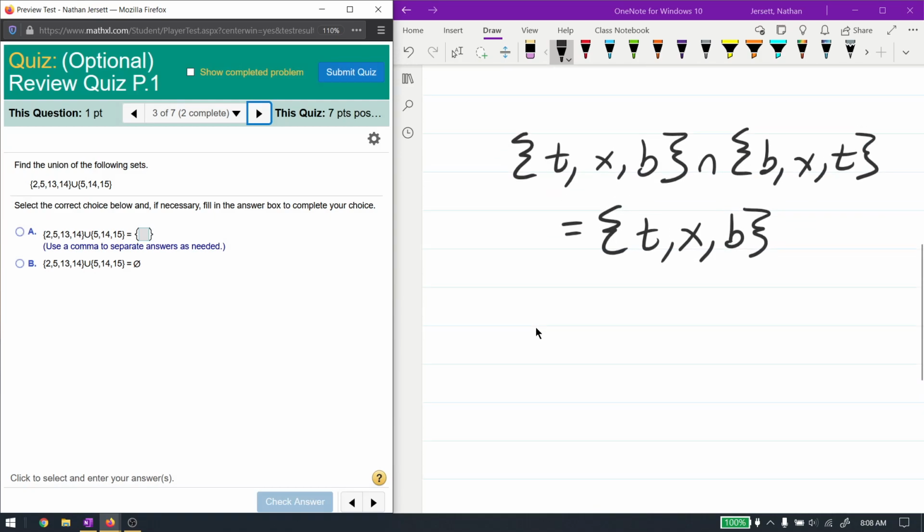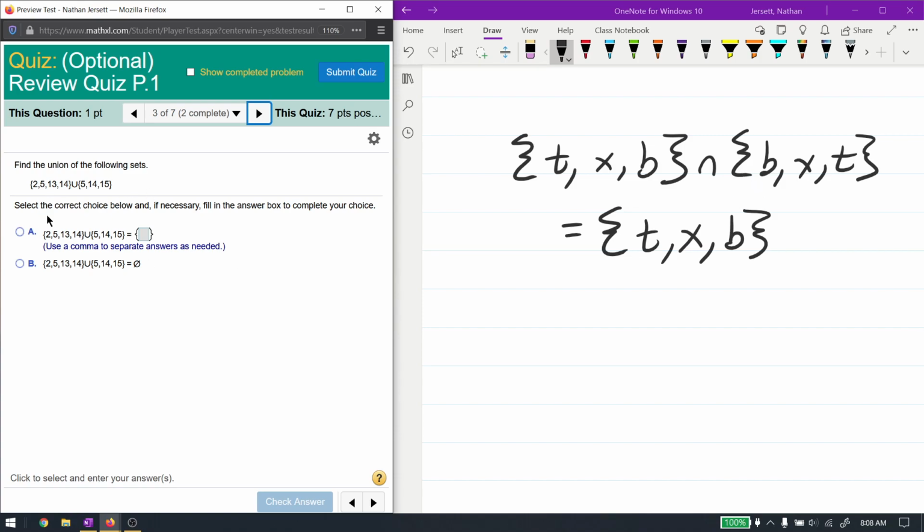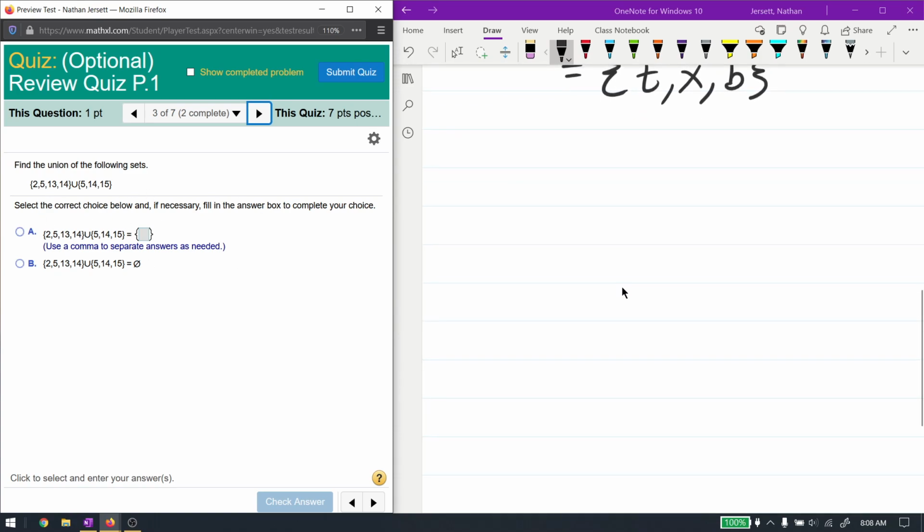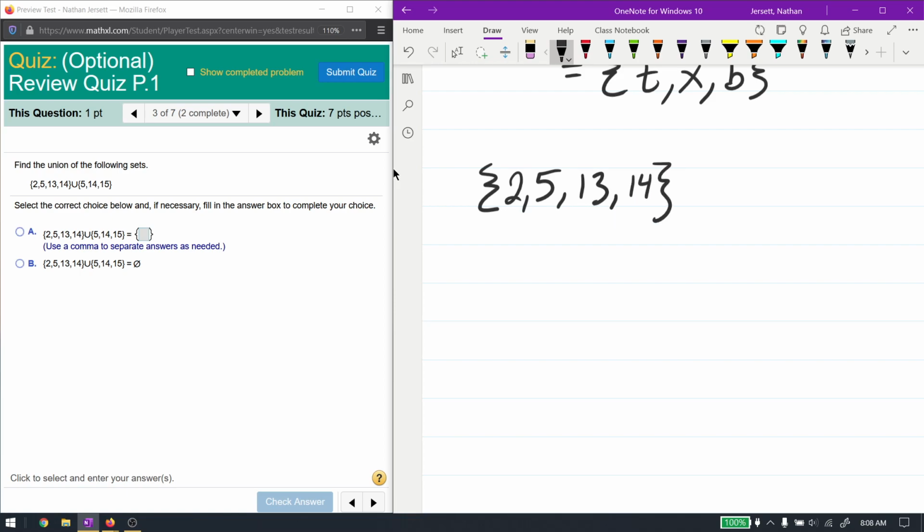Okay, now we're looking at union. So intersection was asking what's in common in both. Union is pretty much as much as possible, so everything that you can have in the answer. So we have these 4 elements in the first set, and then 5, 14, and 15 in the second.